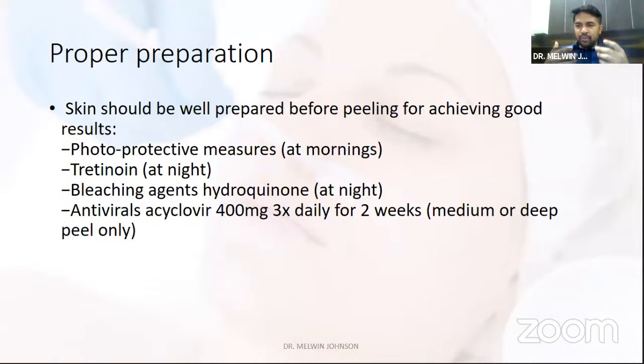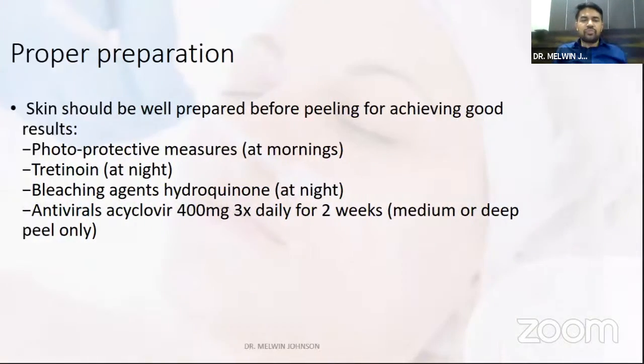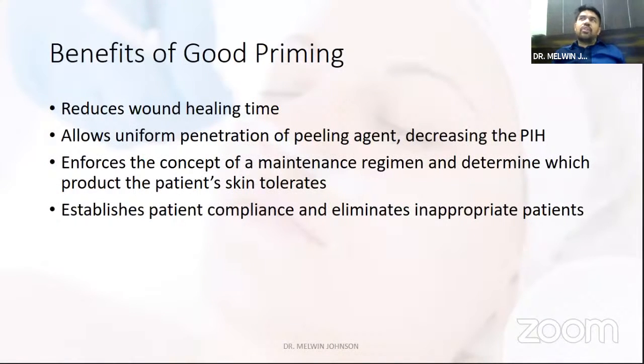So in the same way, before going for deep peels, we need to prepare your skin. You can do that with the help of tretinoin or retinoic acid creams at night, and hydroquinone and sunscreen in the morning. If the patient has a history of herpes simplex around the mouth, or fever blisters as they call them, then you can go in for a prophylactic dose of acyclovir, but that is all optional. It's called priming. So you do one or two light peels.